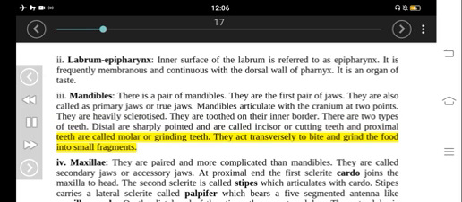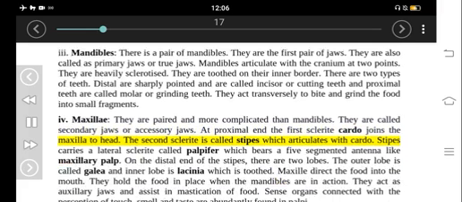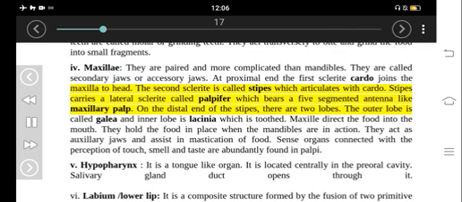They act transversely to bite and grind the food into small fragments. IV. Maxillae. They are paired and more complicated than mandibles. They are called secondary jaws or accessory jaws. At the proximal end, the first sclerite, cardo, joins the maxilla to the head. The second sclerite is called stipes, which articulates with cardo. Stipes carries a lateral sclerite called palpifer, which bears a 5-segmented antenna-like maxillary palp.